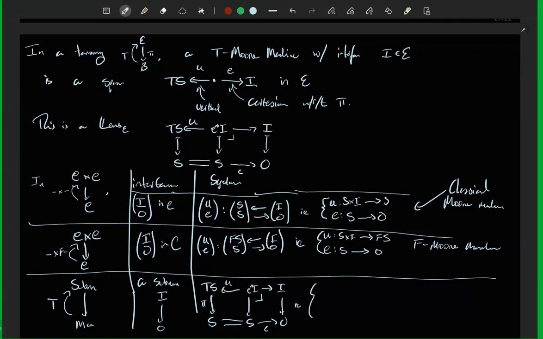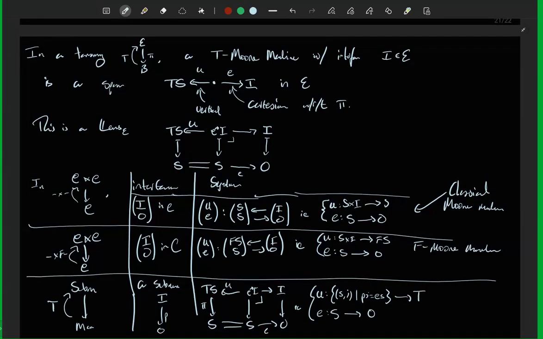So i.e. we have E from S to O, and we have U, which is a function that takes in a pair of an S and an I, such that if I call this pi, P, such that pi equals ES, and we get a tangent vector at S. So that's just reading out the commutativity of this left-hand side here.